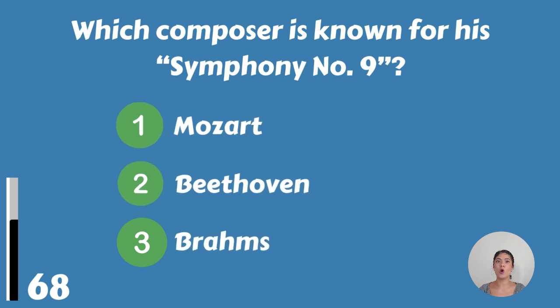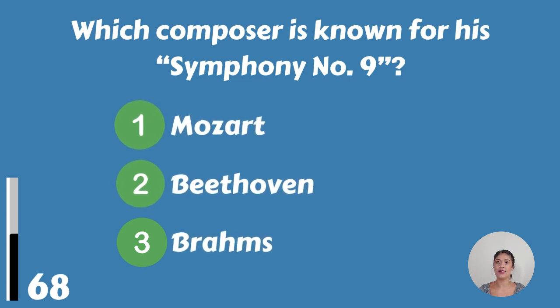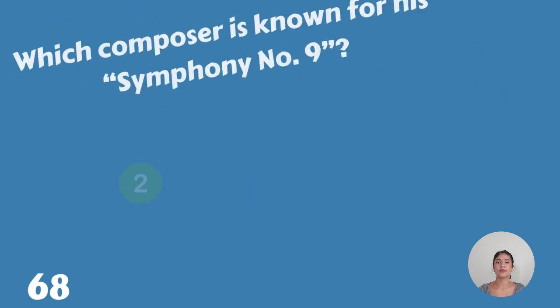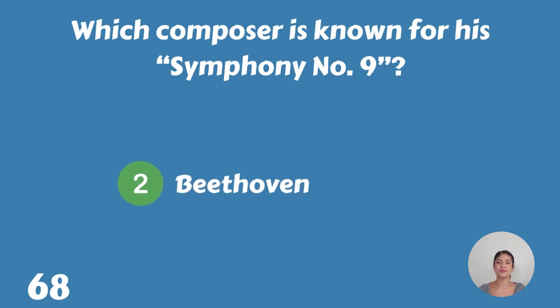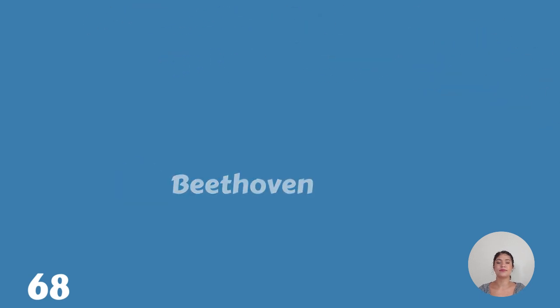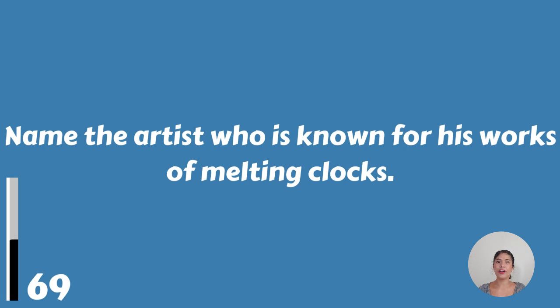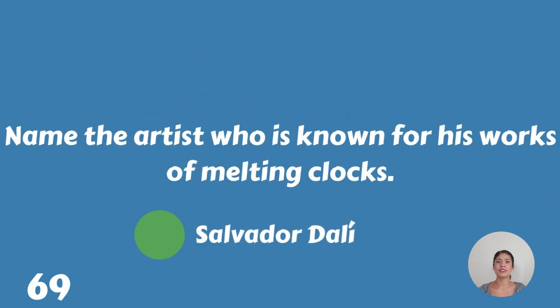Which composer is known for his Symphony No. 9? Mozart, Beethoven, Brahms. Beethoven. Name the artist who is known for his works of melting clocks. Salvador Dalí.